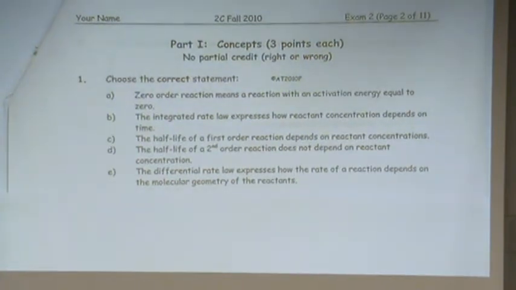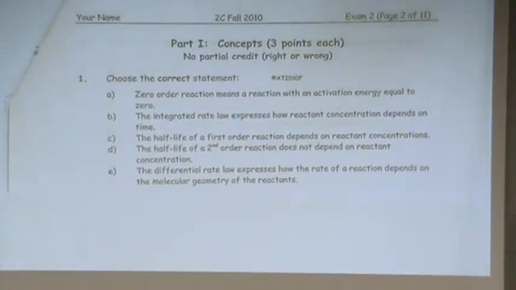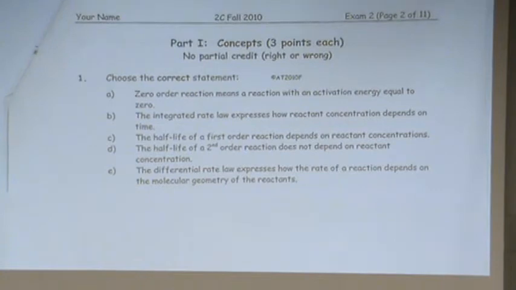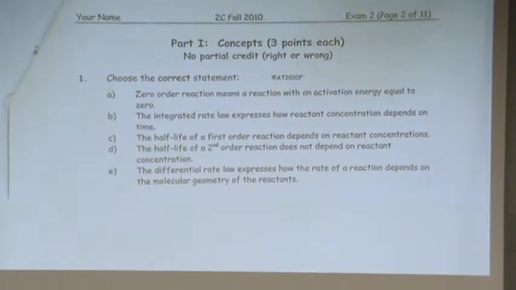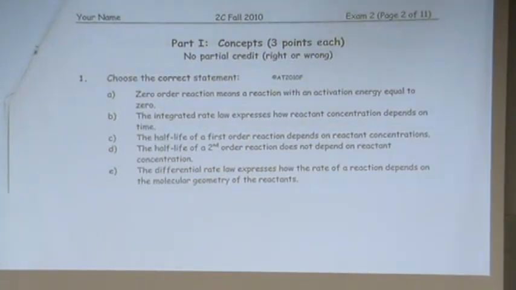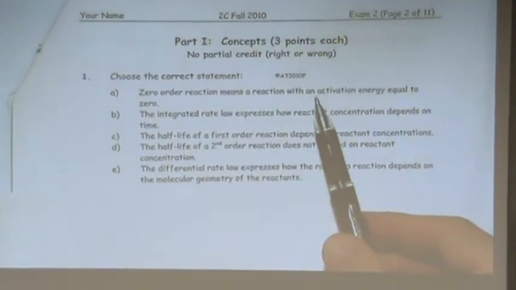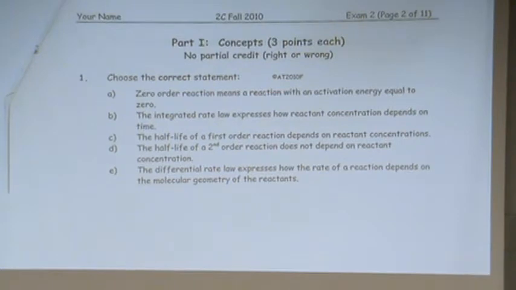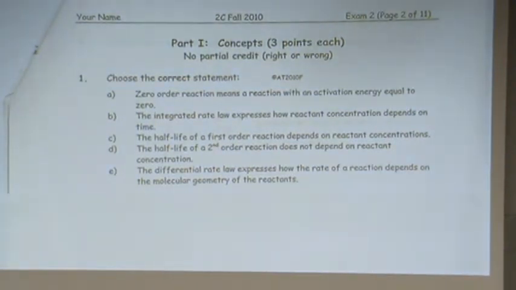So we're going to start with 1. Okay. So the first one is talking about the correct statement. So you make sure every time to put it in bold so you will not take it wrong. So let's start reading. Zero order reaction means the reaction is equal to 0. Okay, zero order reaction has nothing to do with activation energy. It has to do with how the rate depends on concentration, right?